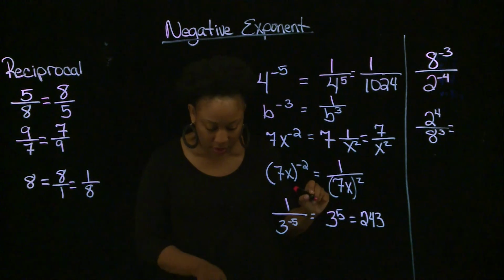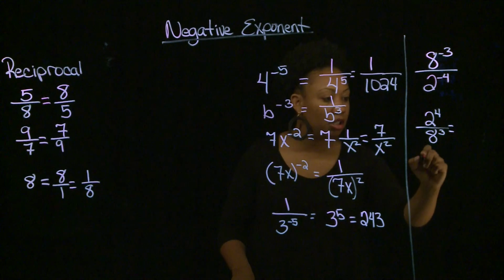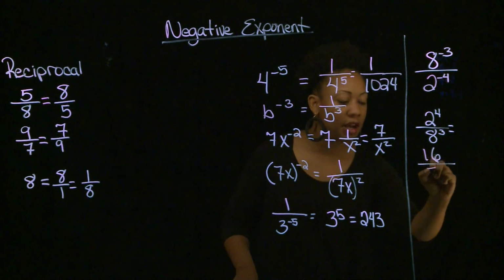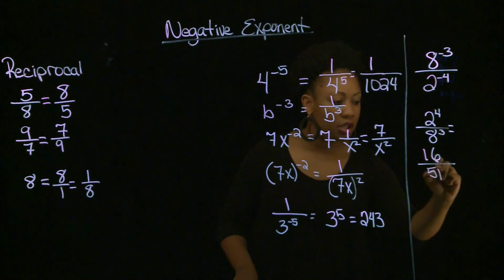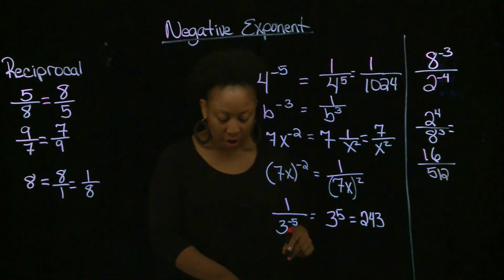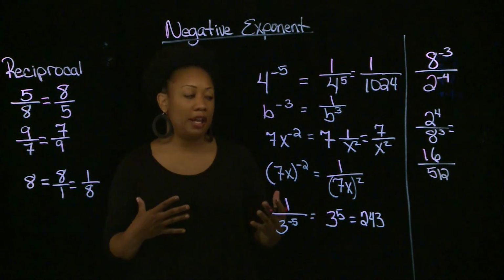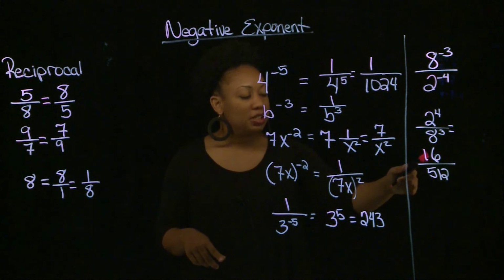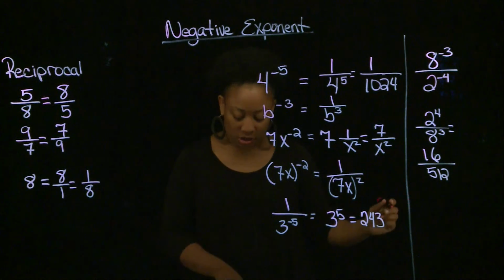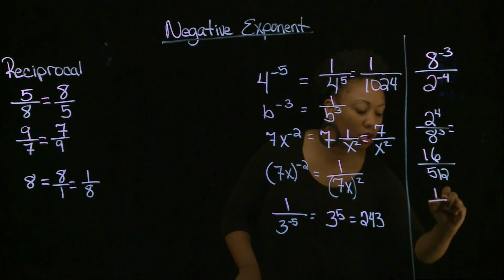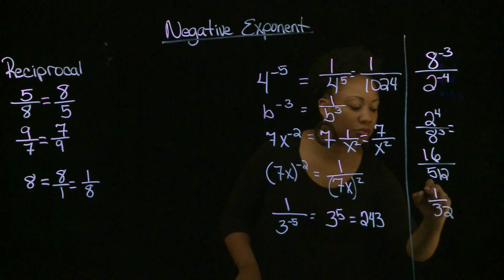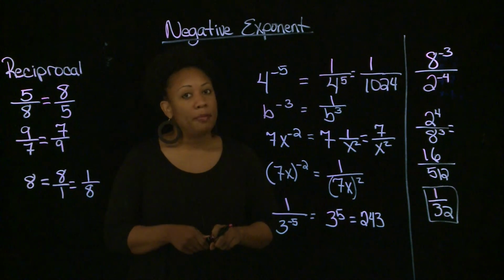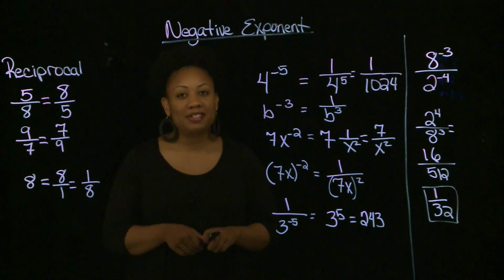Now 2 to the 4th is going to give me 16, and 8 cubed is 512. Now you're going to want to make sure that your answer is in its simplest form. We can divide both 16 and 512 by 16, so our final answer is going to be 1 over 32. And that is how you make those negative exponents positive. See you next time.